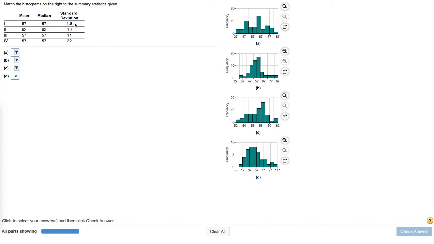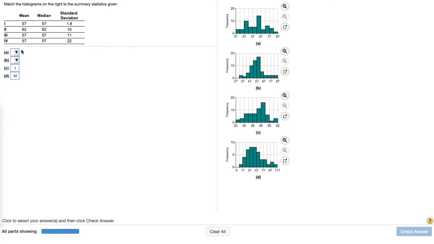Likewise, I'm going to now look at the smallest standard deviation. No particular order I'm going in, I'm just looking at what's jumping out at me. This is the smallest standard deviation. Which of the remaining 3 graphs has the least amount of spread? That looks to be option C, because it's going from 52 to 62, compared to options A and B, which are definitely further spread out. So this one has got to correspond to a standard deviation of 1.8. So for C, I'm going to choose option 1.